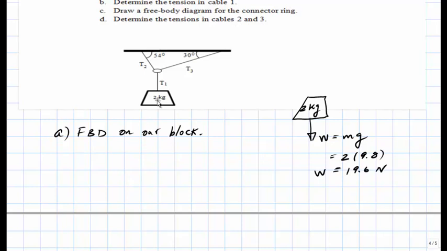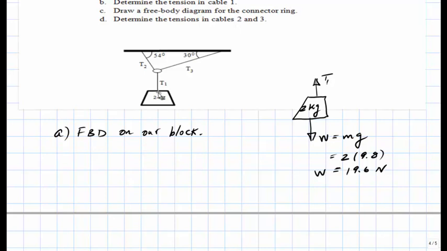What else is acting upon this block directly? Well, this tension, T1, is in direct contact with the block. And the question is, what is this tension doing to the block? Is it pushing it down? Is it pulling it up? Well, a cable can only create a tension. It can only pull. It cannot push. And so therefore, this cable is actually pulling the block upwards and counteracting the weight. We'll represent that tension with this arrow. And by the way, tension is a force, but we refer to it as T. It's a tensile force. So rather than calling this F, we'll refer to it as T1.